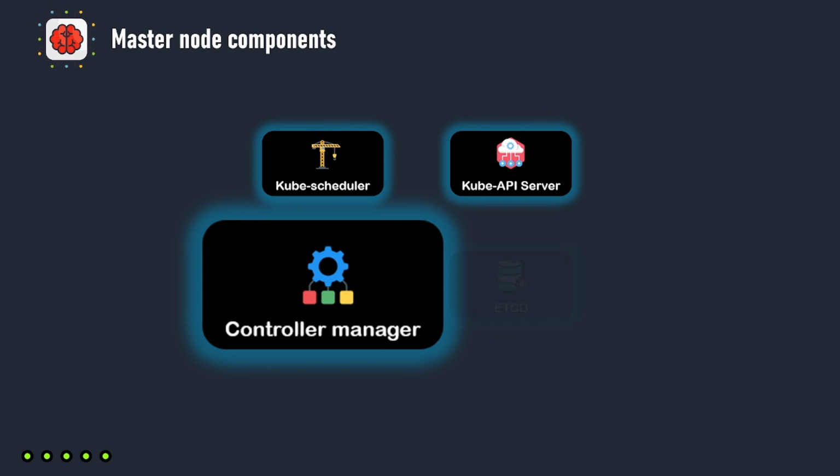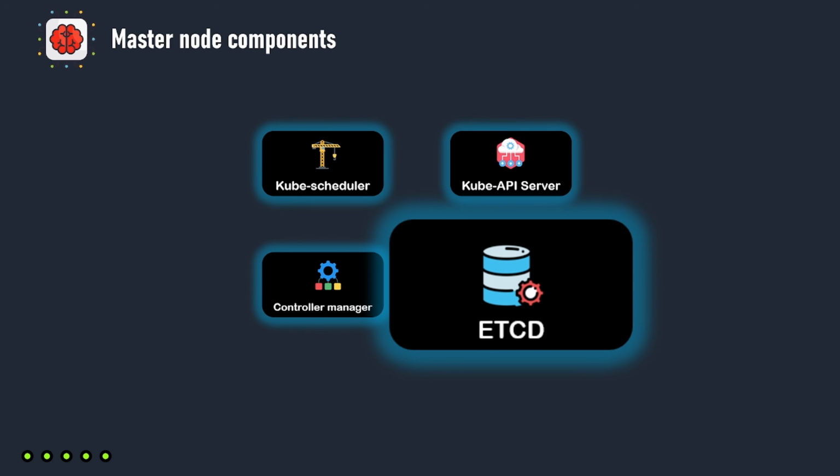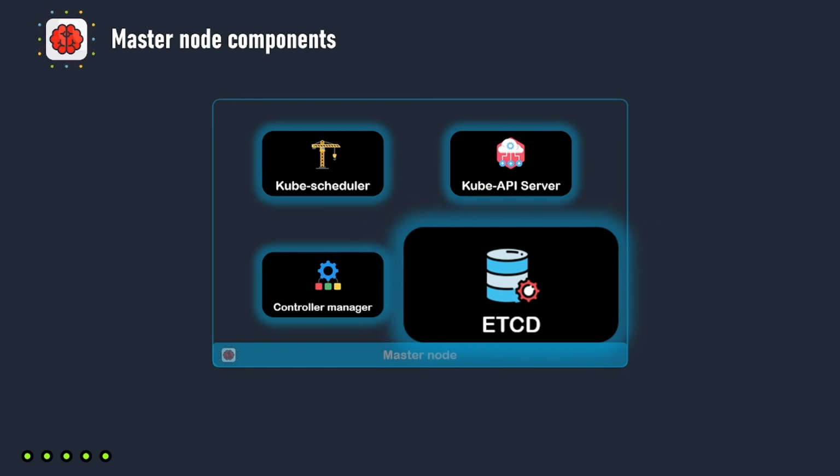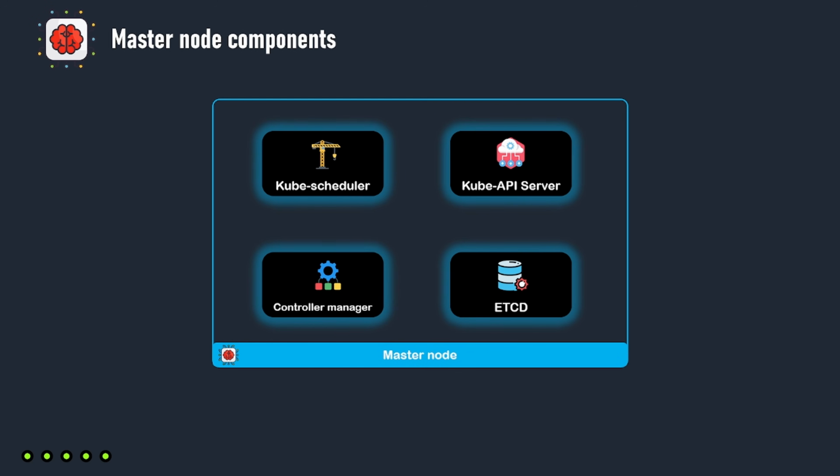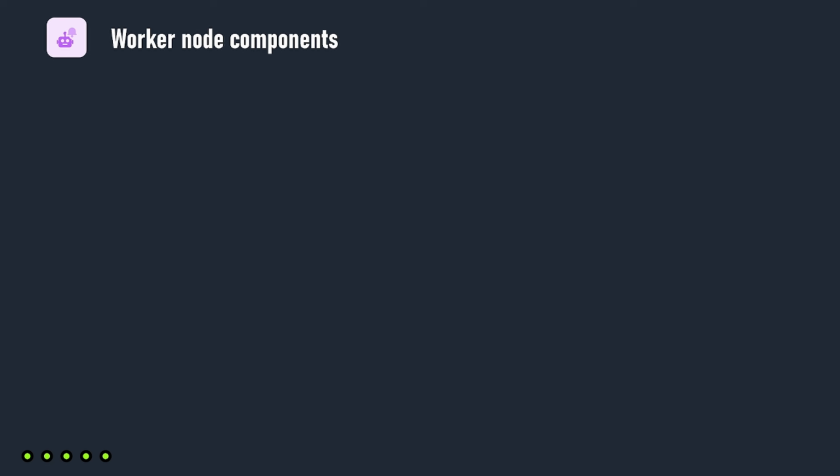Finally, we have the etcd, which is a highly available key value data store where the cluster data, including data about nodes, pods, and any object in Kubernetes, are stored. So that's the architecture of the master node. We will move now to the architecture of a worker node.